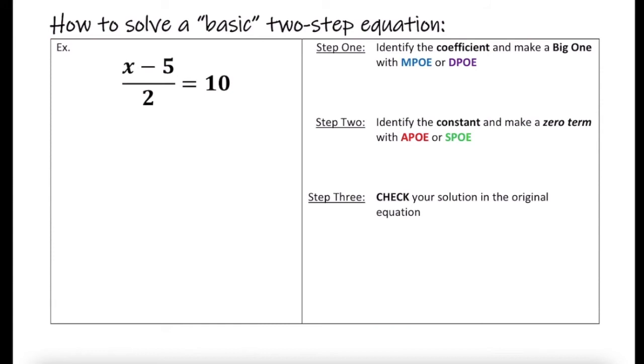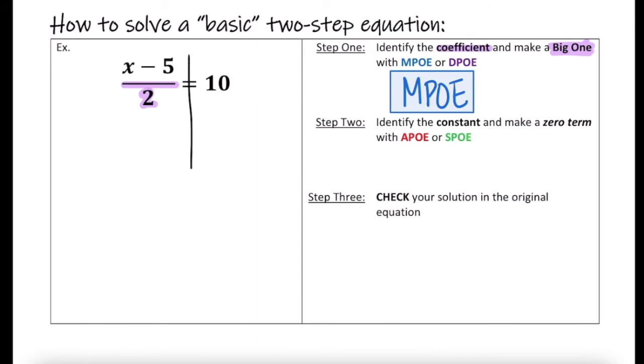We're going to start by finding the coefficient. Well, we know that. That's the division with 2. I'm dividing by 2. Are we going to make a big one with MPO or DPO? Well, let's think for a second. If I'm already dividing, would I divide again? I don't think so, which means we're going to use MPO here to start.